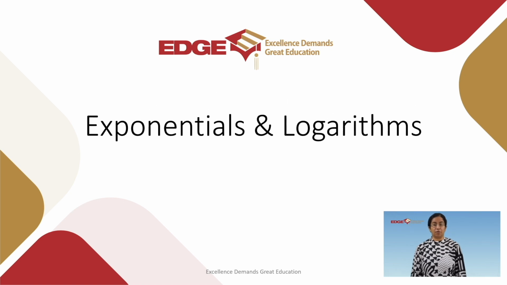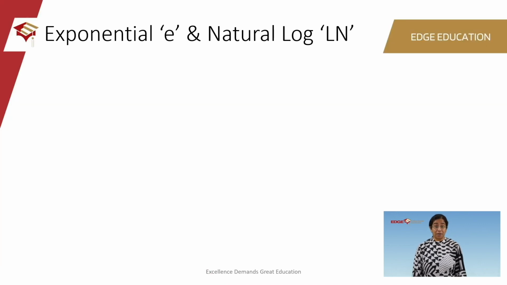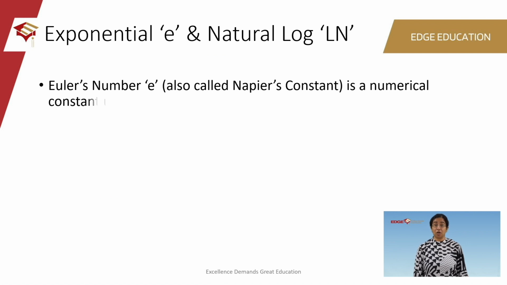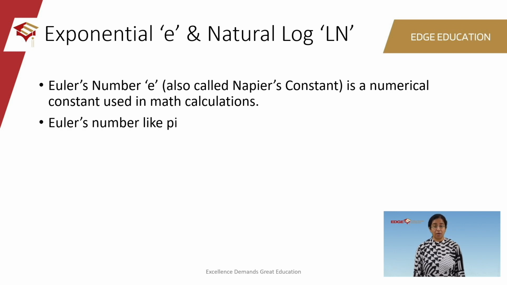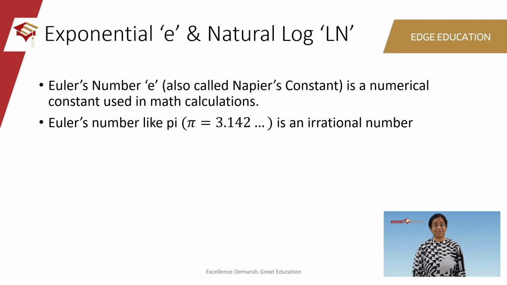Exponentials and logarithms. We'll be taking a look at Euler's constant and natural logarithm. Euler's number, e, is also called Napier's constant. It is a numerical constant that is very often used in math calculations and in finance. Just like pi, which is an irrational number beginning with 3.142 and extending far beyond, Euler's number is also an irrational number that begins with 2.7182 and goes beyond.